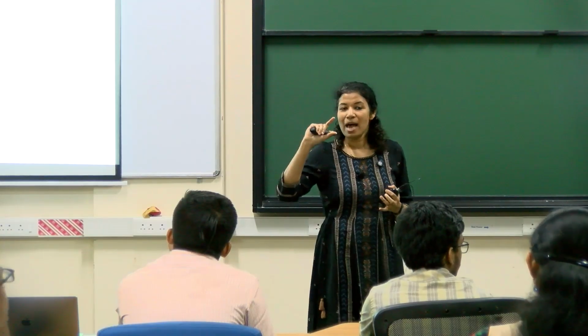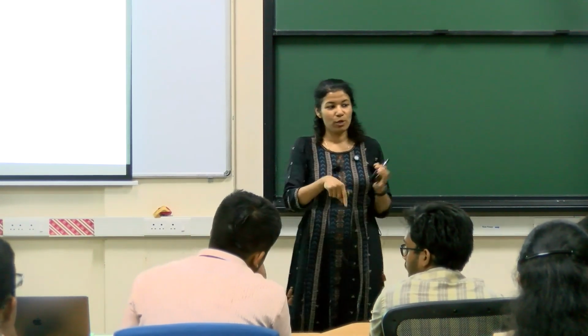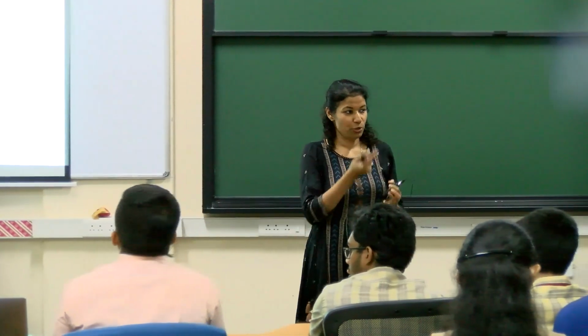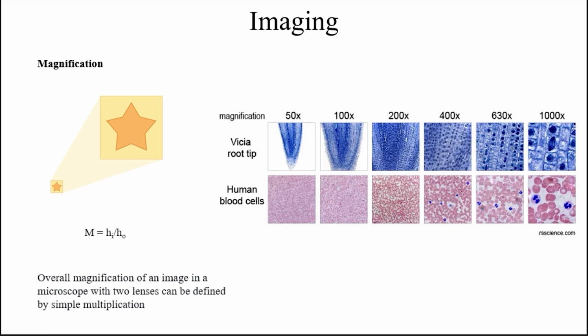So if you have an eyepiece of 10x and an objective of 40x, you can get 400 times magnification. So you can multiply that. That way you can see many details of a cell. For example, if you have a root tip, at 50x you'll see some details, then at 100x you'll see other details, and then you can go on like this up to 1000x where you can start seeing more details.